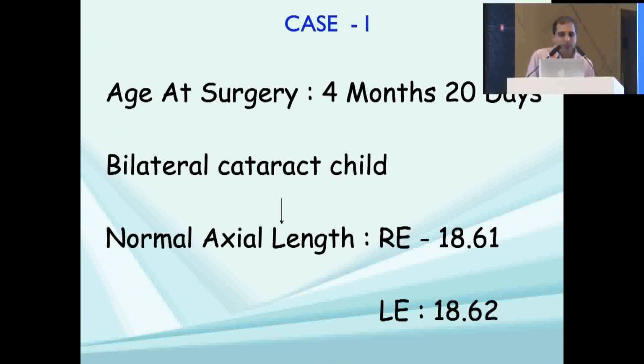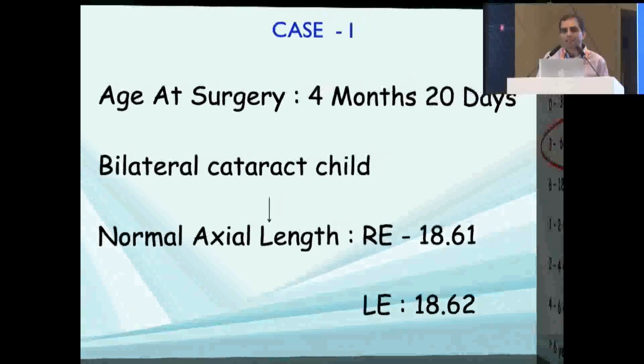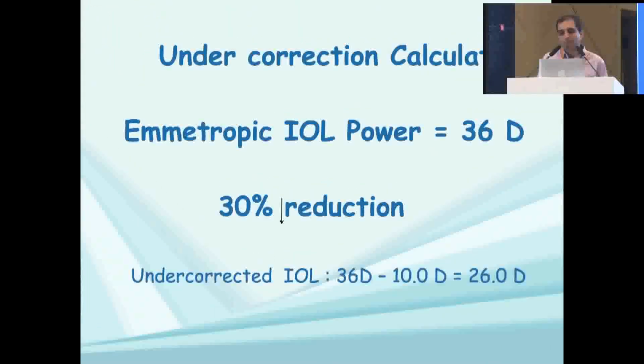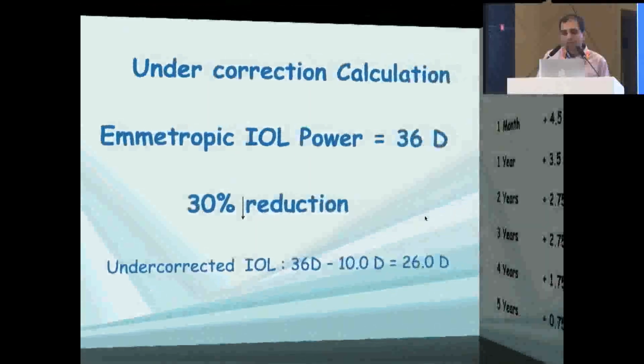So I'll just share 2-3 case scenarios to highlight that. This was a 4-month and 20-day-old child, bilateral congenital cataract, having normal, similar axial length in both eyes and normal for their age. So keeping this in mind, that he falls into this category of 3 to 6 months, we are looking at an undercorrection of about 30% from his actual power. So when we calculate using the SRK/T, the emmetropic power turns out to be 36, and doing a 30% reduction in this would be deducting 10 diopters. So 26 is the rough power that we would choose for this eye.